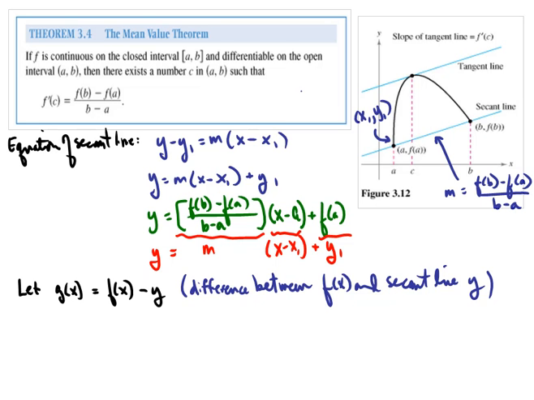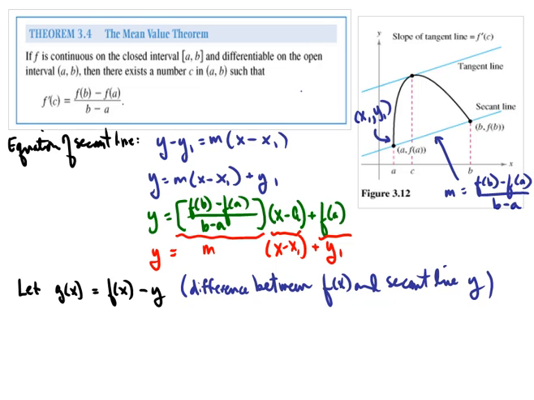Okay, so let's pick up where we left off in the last video. We have this function f of x, and we have a secant line through the beginning and the ending points on some closed interval a, b. We can write the equation of the secant line just in terms of a, f of a, and b, f of b, which we did there.